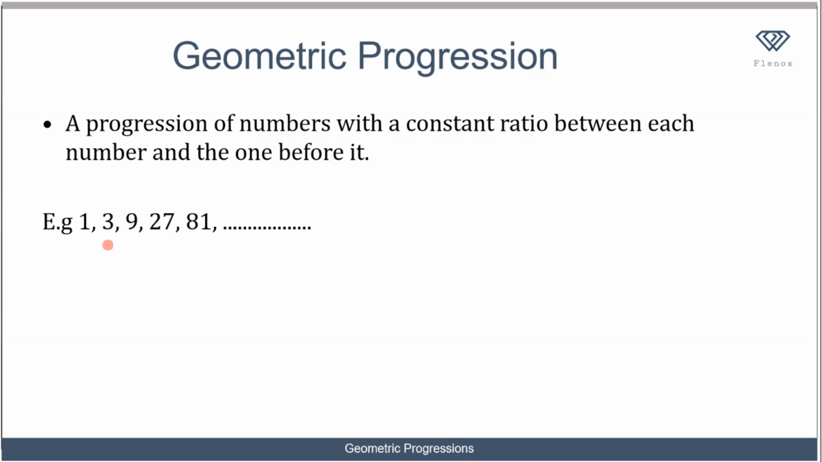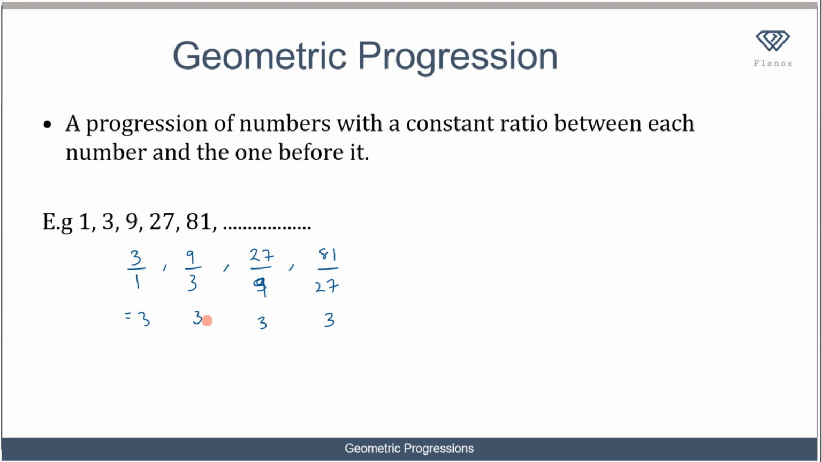So let's take the number 3 now and divide it by the number before it. I have 3 over 1. Let's take another number, 9, and divide it by the number before it. Another number, 27, and divide it by the number before it. And 81 divided by the number before it. As you can see, the result here is what? 3. 9 divided by 3 is 3. 27, so this is supposed to be 9. 27 divided by 9 is 3. And 81 divided by 27 is 3.